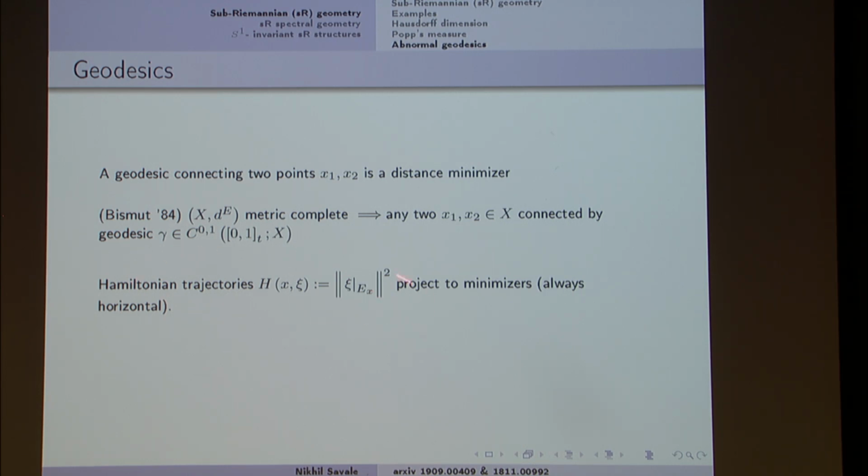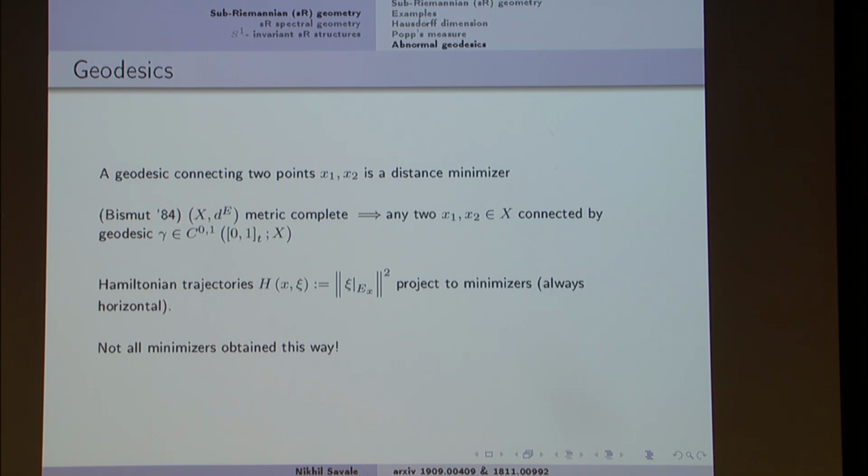And this has a Hamilton flow. It has Hamilton trajectories. You can project them. It's a theorem that these are always horizontal. That's easy. And moreover, they project to minimizers. So these short curves of these Hamilton trajectories are minimizers. But what's different in sub-Riemannian geometry is that it's not all of them. You don't get all minimizers this way.